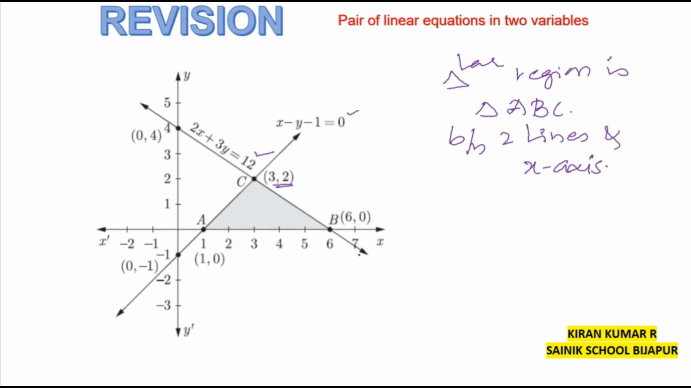If they ask you to find the coordinates, you can easily identify the coordinates of B as (6, 0) and the coordinates of point A as (1, 0).